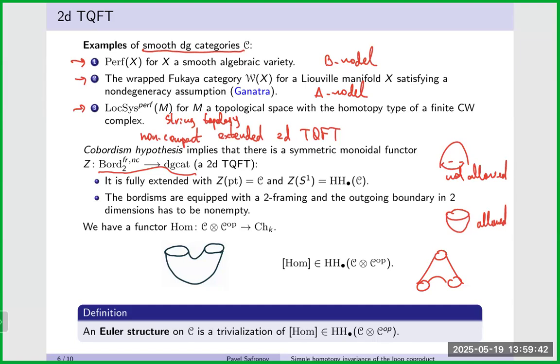So the upshot is that you take any of these smooth DG categories, and the cobordism hypothesis produces for you a two-dimensional TQFT out of that. So the value on the point, the value of this functor on the point will be the category itself by definition. And the value on the circle is the Hochschild homology of this category. And so if you think about this pair of pants, this gives a product on the Hochschild homology of the category.